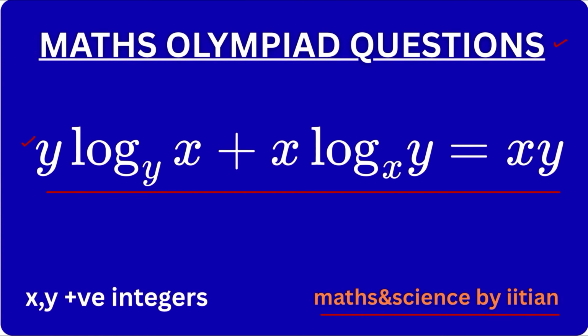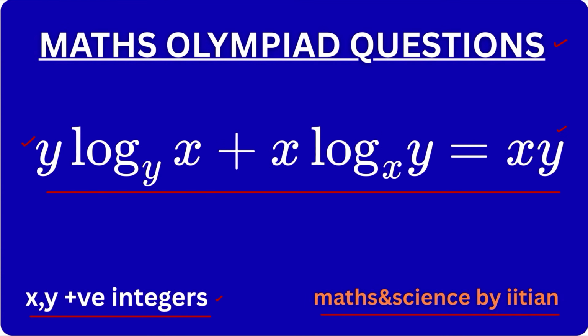and the x and y values are not given here. We have to solve for x and y. Only the equation is given, there are no constants given. And the only condition given is that x and y are positive integers. We have to find out whether we can derive a unique solution for x and y with this equation.